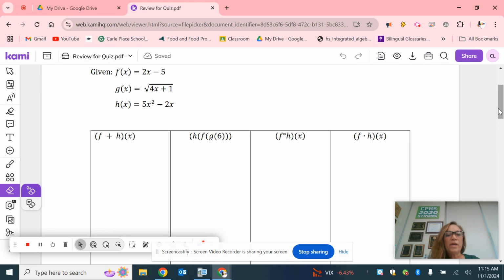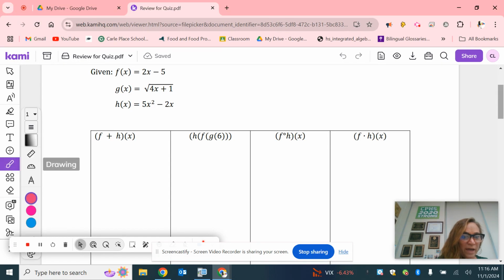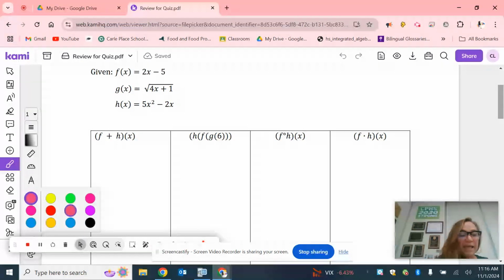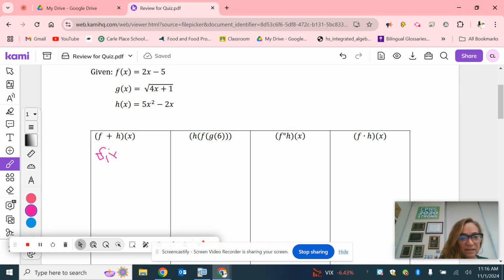Okay, so we're given three functions, f of x, g of x, and h of x, and we're asked to do different operations. So for the first one, we just have to recognize what that means. And it just means take f of x and add it to h of x.